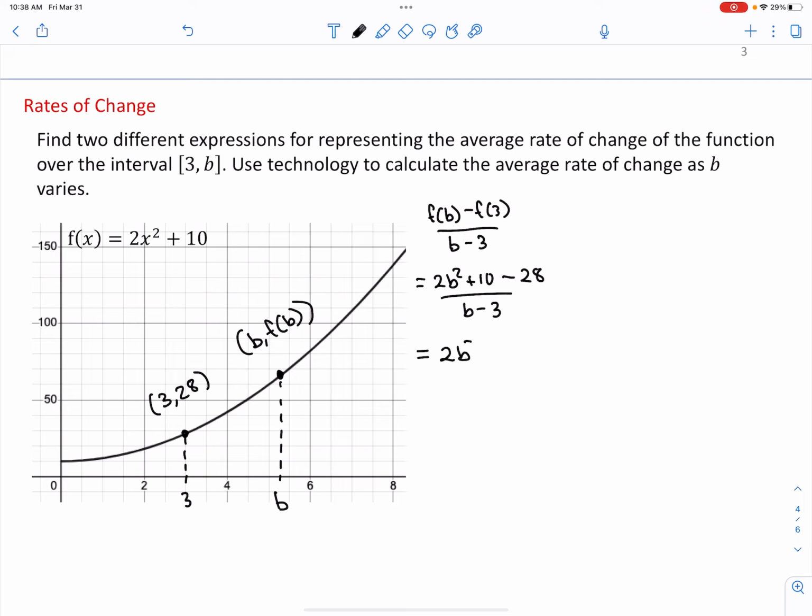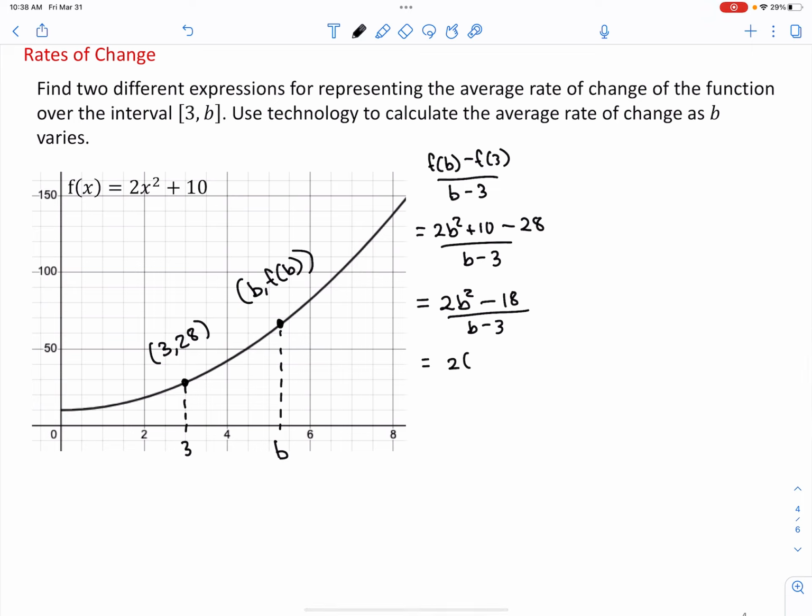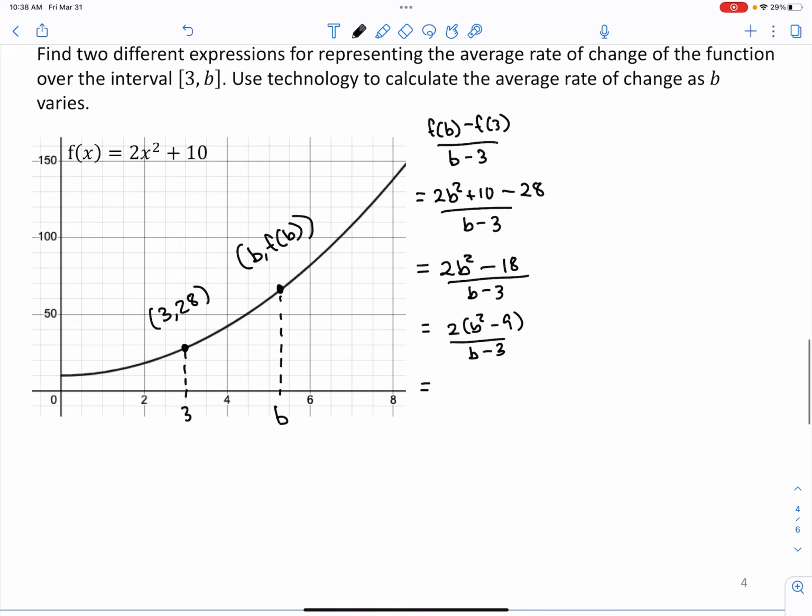So we have 2b squared plus 10 minus 28, so I can add the numbers and get minus 18, all over b minus 3. Now notice I can factor a 2 out of the numerator. That leaves b squared minus 9 all over b minus 3. Now notice that there's a difference of squares in the numerator. b squared minus 9 factors to b minus 3 times b plus 3. And then further notice that our b minus 3 factors can cancel. So we get, in the end, just 2 times b plus 3. And this is a simplification of our expression.